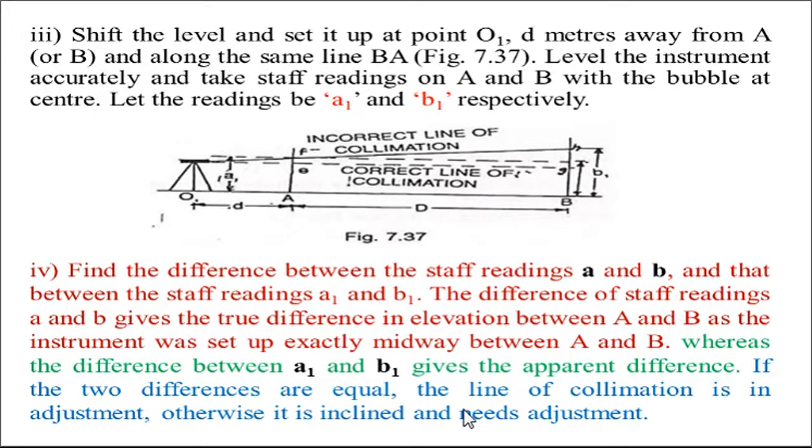Whereas the difference between A1 and B1 gives the apparent difference, and we have to check whether the two differences are correct or not. If the two differences are equal, then we can say that the line of collimation is in adjustment, meaning there is no error in the line of collimation. Otherwise it is inclined and it needs adjustment. Okay, next slide.